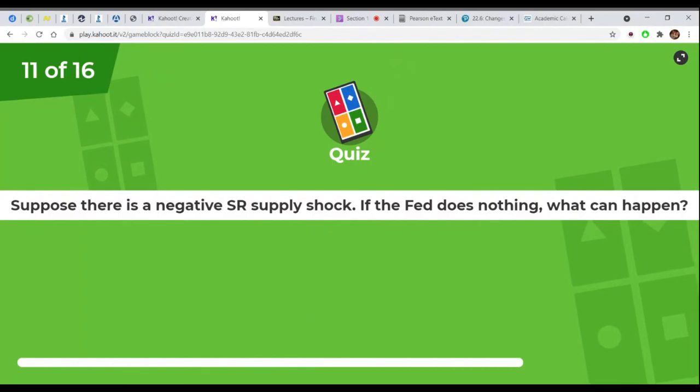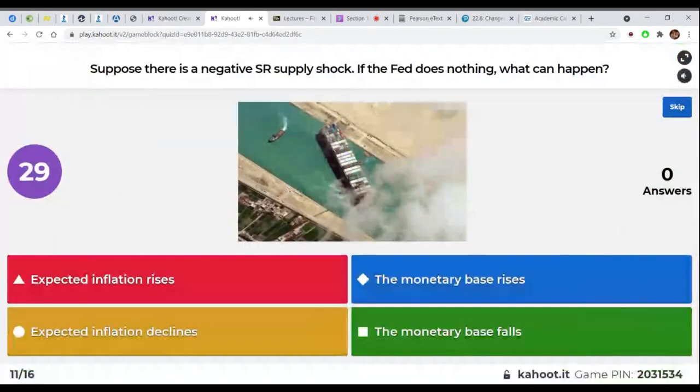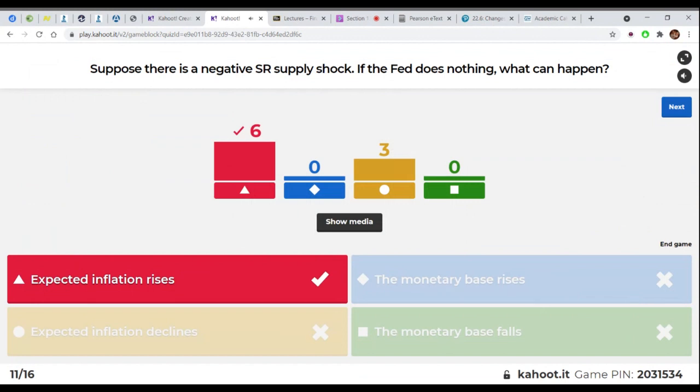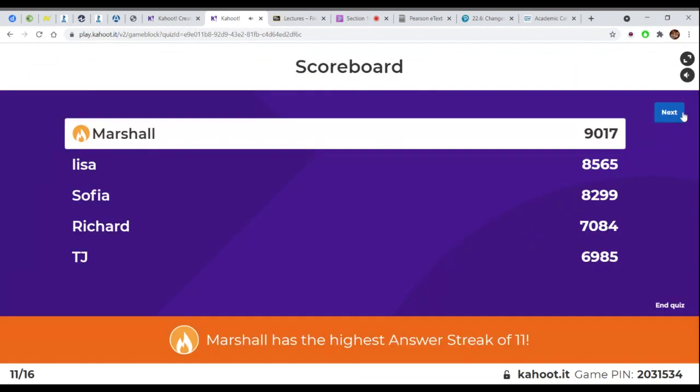Suppose there's a negative short-run supply shock. If the Fed does nothing, what might happen? There's a beautiful picture of a ship blocking the Suez Canal. Expected inflation might indeed rise.